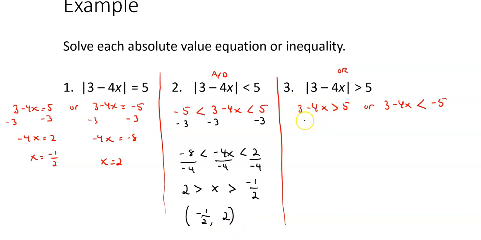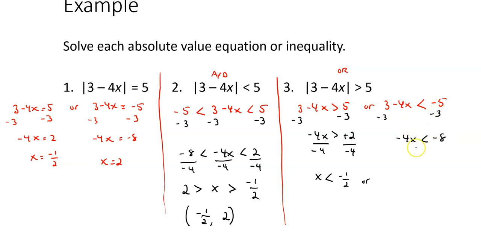We're going to run into the same thing over here. Right? When I subtract a 3 from both sides, I get negative 4x is greater than positive 2. Divide through by negative 4. When you divide by a negative, you flip the sign. So x is less than negative 1/2. Or, same thing here. We're going to subtract a 3 from everything. So we get negative 4x is less than negative 8. When you divide by a negative 4, you flip the sign.